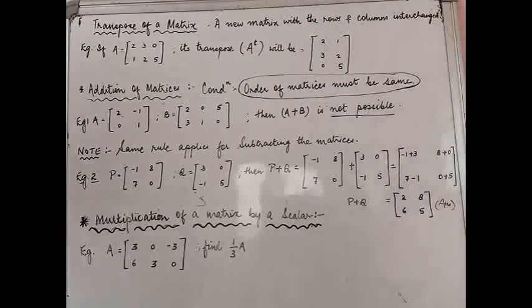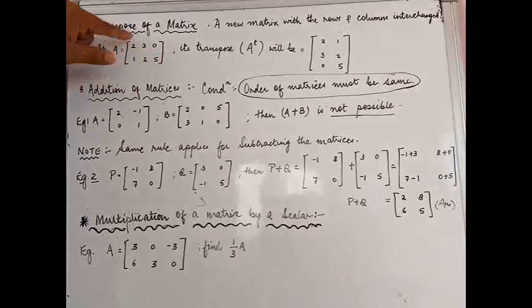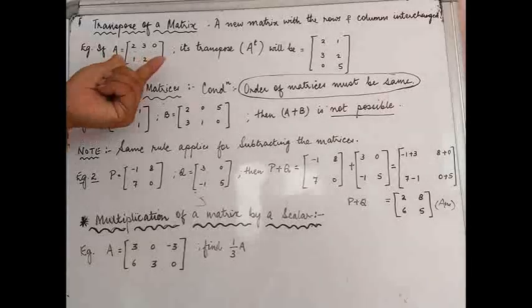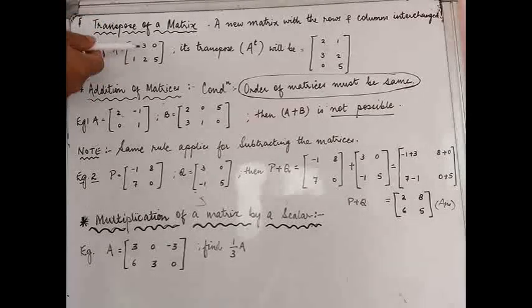If you are given a matrix, let's say a particular matrix A, you can have a look at the example over here. What do you understand from this information? This is a matrix. First of all, it has two rows, one row and a second row. Similarly, it has three columns. So two rows and three columns. What will be its transpose matrix?